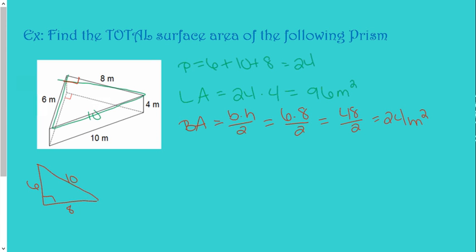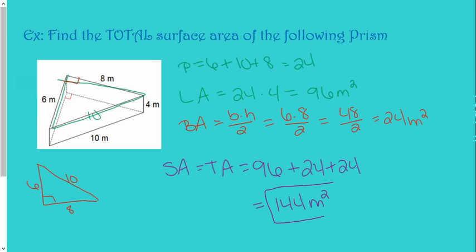So my total area, and you can either write it as SA or TA, they mean the same thing, surface area or total area, is equal to my lateral area. I'll write 96 instead of 69. So 96 plus my 2 base areas, so 24 twice because I have 2 bases. So what you get is 144 meters squared. So that is my total surface area.